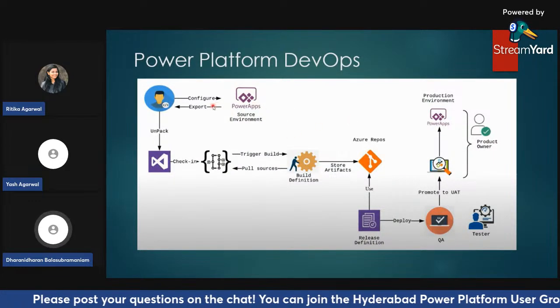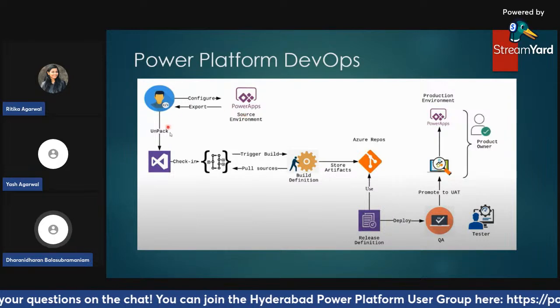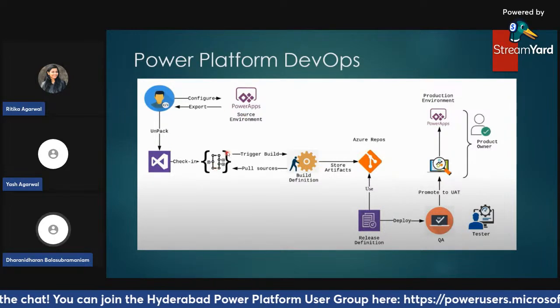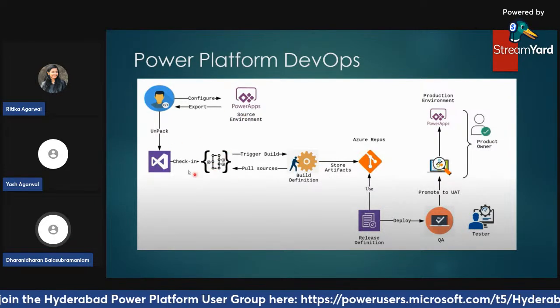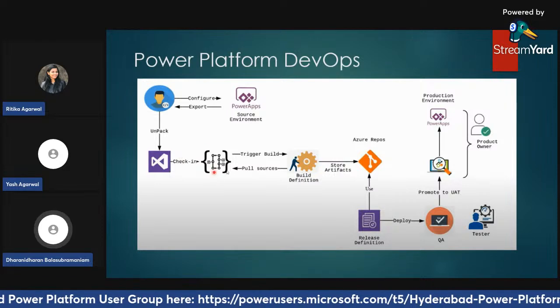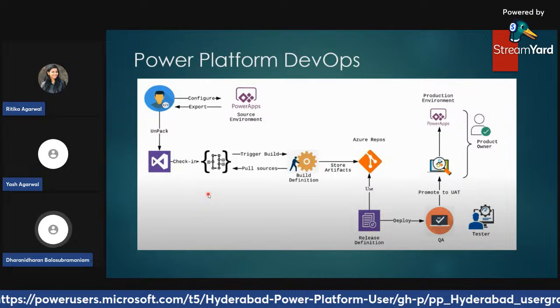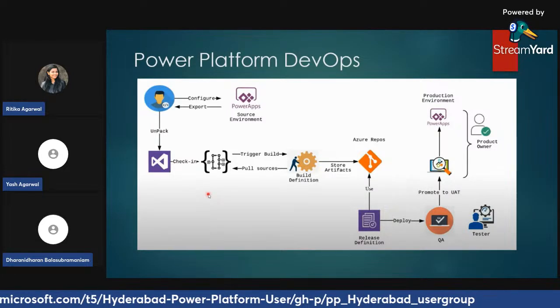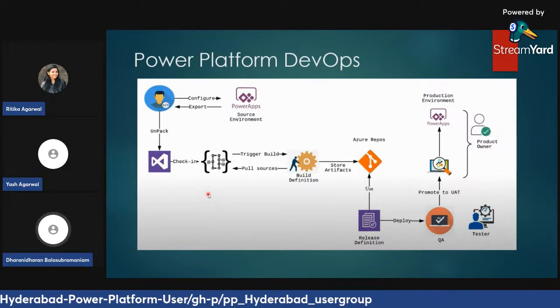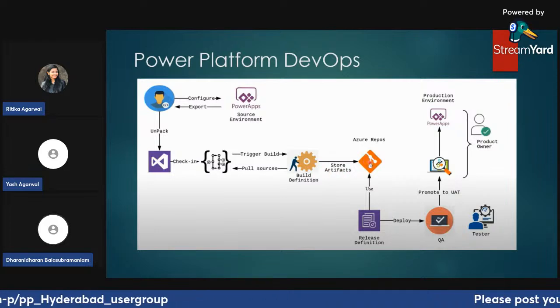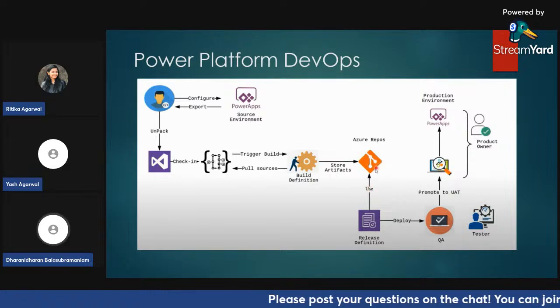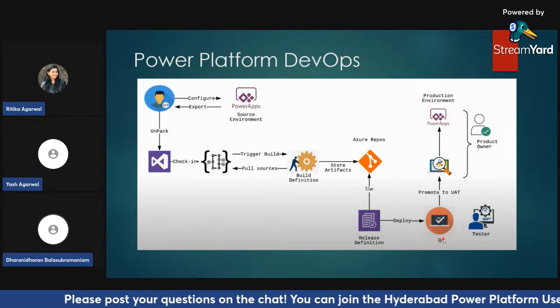The developer completes his work in the source, then unpacks and commits the code, and then the pipeline will trigger and pick the code with the mapping.xml file. If you have custom assemblies, using the mapping.xml file you can pack the solution. That's what the build definition will do, and it will push that solution into the artifacts in Azure DevOps. Then the release pipeline will trigger, use the solution in the artifacts, and deploy it to QA.